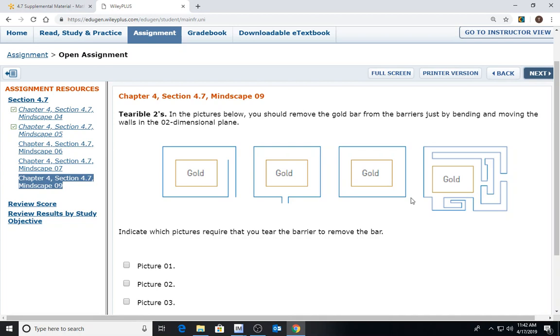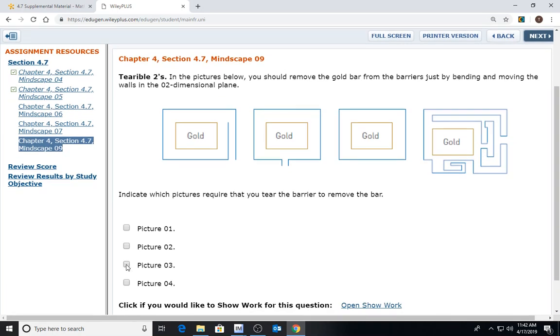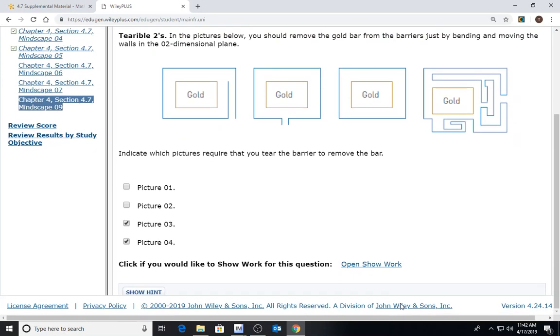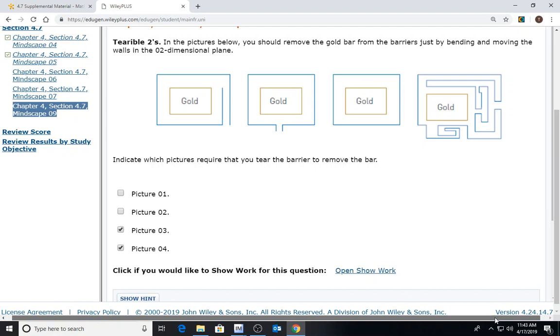That doesn't work very well. So we're picturing just taking this door and bending it up at this corner right there. And right here taking this door and bending it at this corner to open it. So pictures 3 and 4 require actually tearing open an opening.